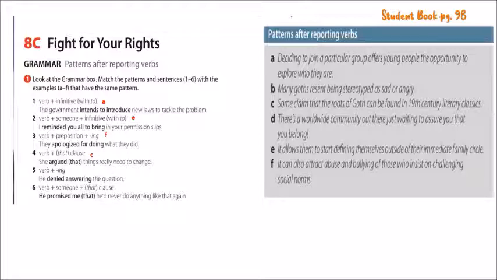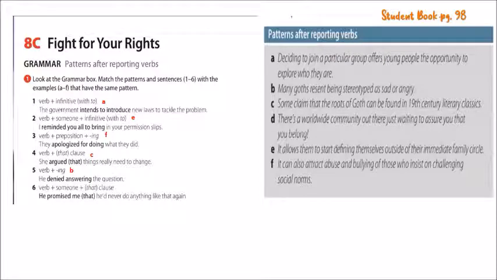What about the next one? Number 5. We have verb plus another verb with ing. An example would be he denied answering the question. So let's think about the example sentences. Which of them would fit that rule or would go with that rule? It would be letter B, right? Many Goths resent being stereotyped as sad or angry. So we have resent being. Good.